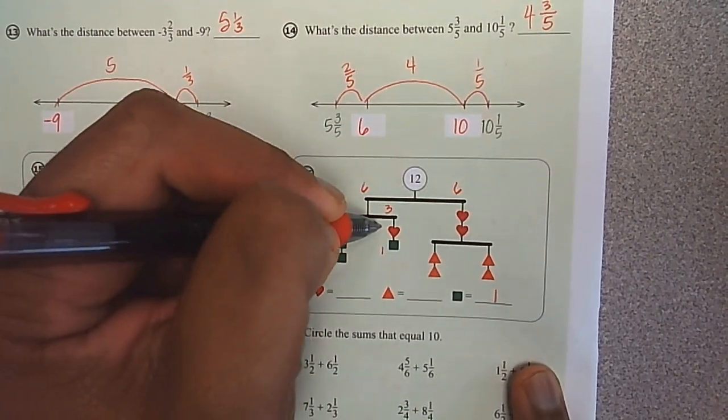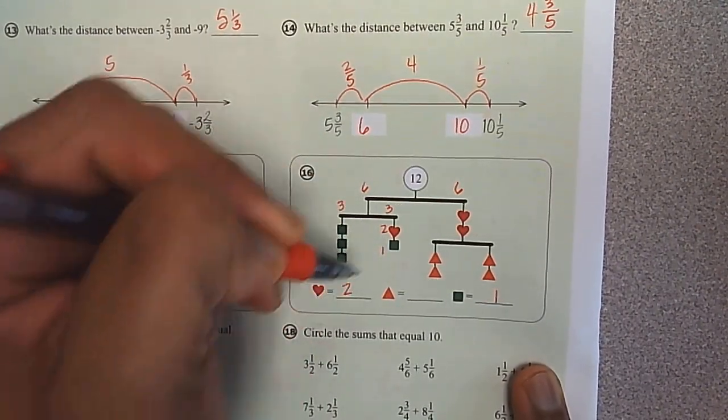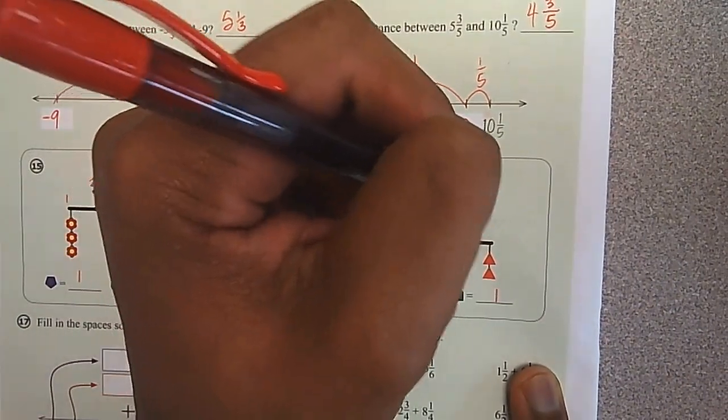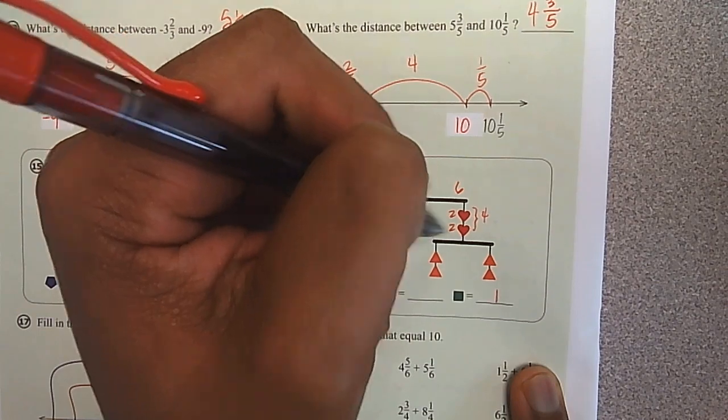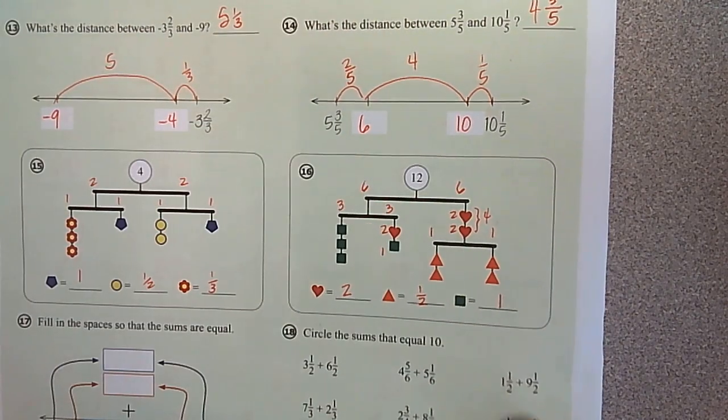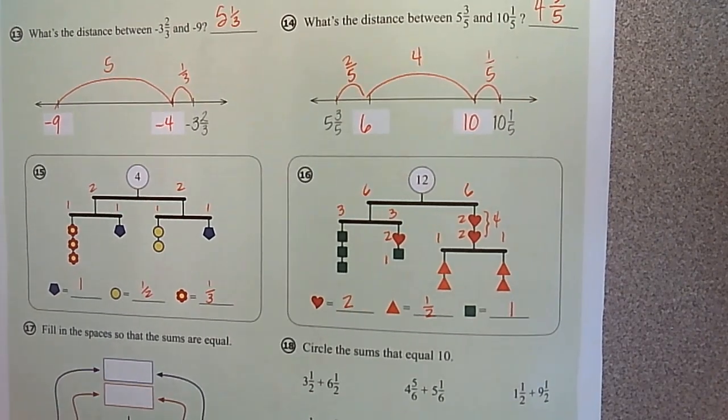If this is 1, that has to be 2. Let's go. So if this is 2 and 2, together those are 4. So I only have 2 left. 1 on each side, 1 divided by 2. Let's go, let's go.